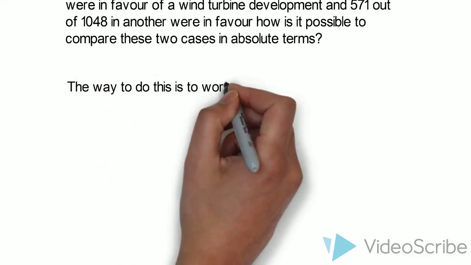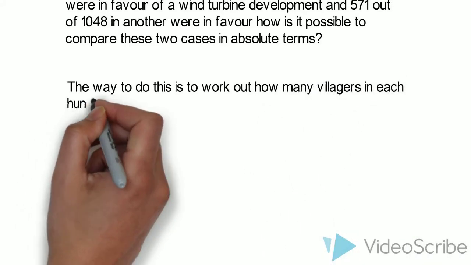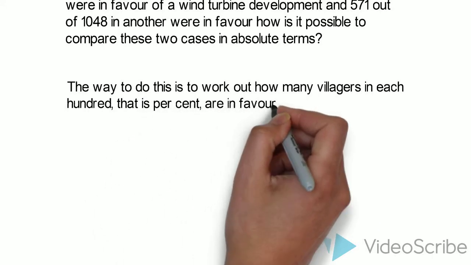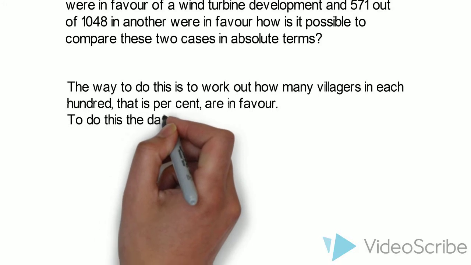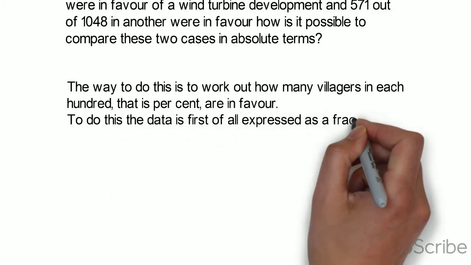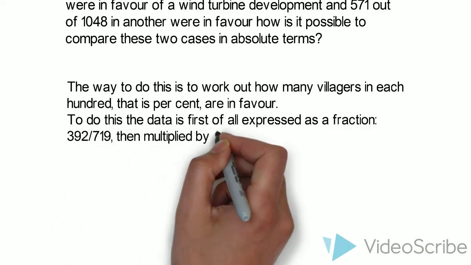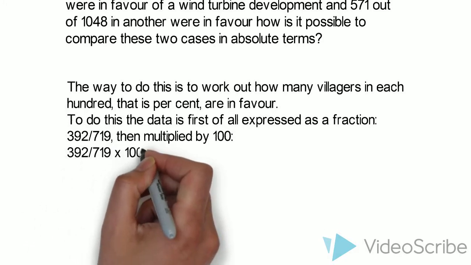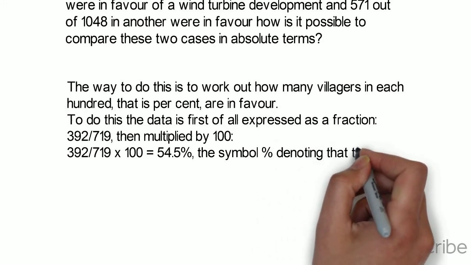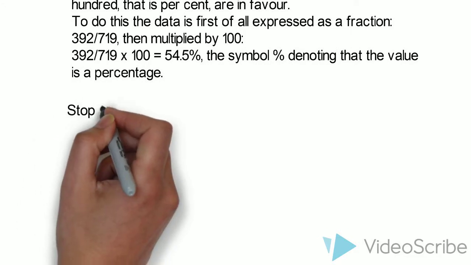The way to do this is to work out how many villagers in each 100, that is percent, are in favour. To do this, the data is first of all expressed as a fraction, 392 divided by 719, and then multiplied by 100. So 392 divided by 719 times 100 equals 54.5%, and the percent symbol denotes that the value is indeed a percentage.